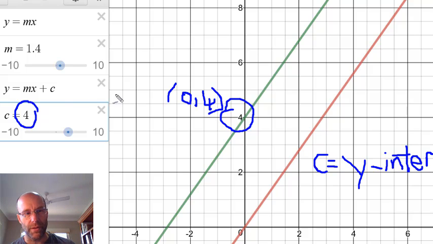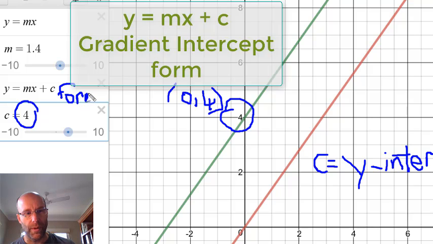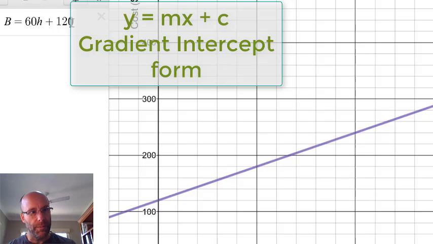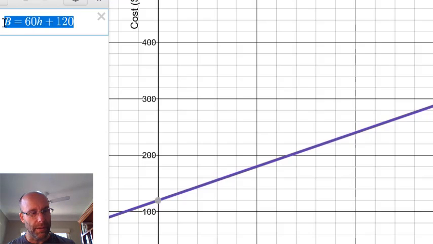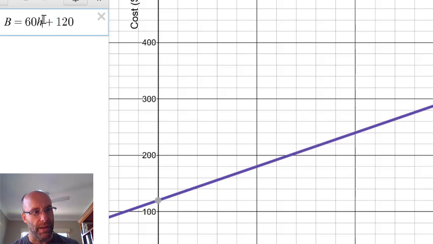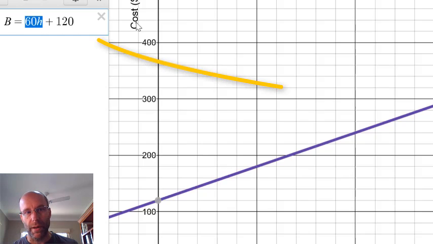Okay, so that's why this y equals mx plus c is the form for the gradient intercept form. Okay, they're always in that form. So an example might be if you get somebody to repair an appliance like a washing machine or something that's repairable, and they come out to your home and they charge you a call-out fee of $120 and then $60 per hour that they work.